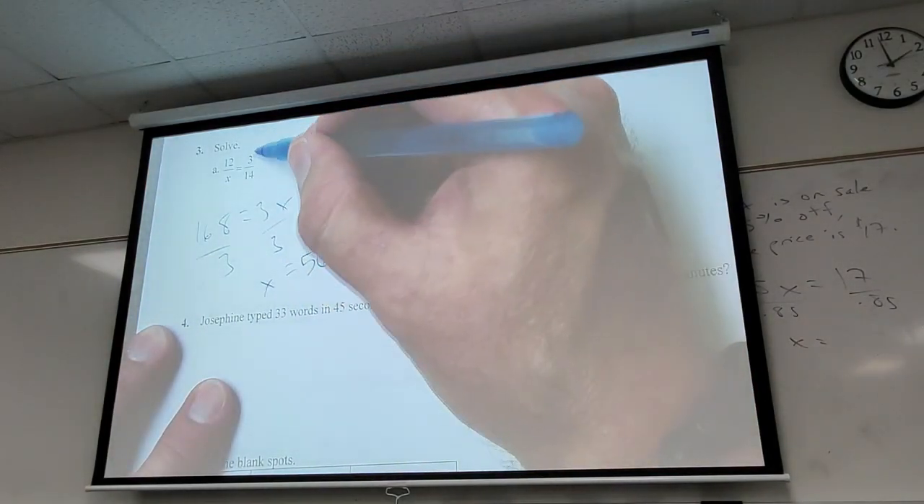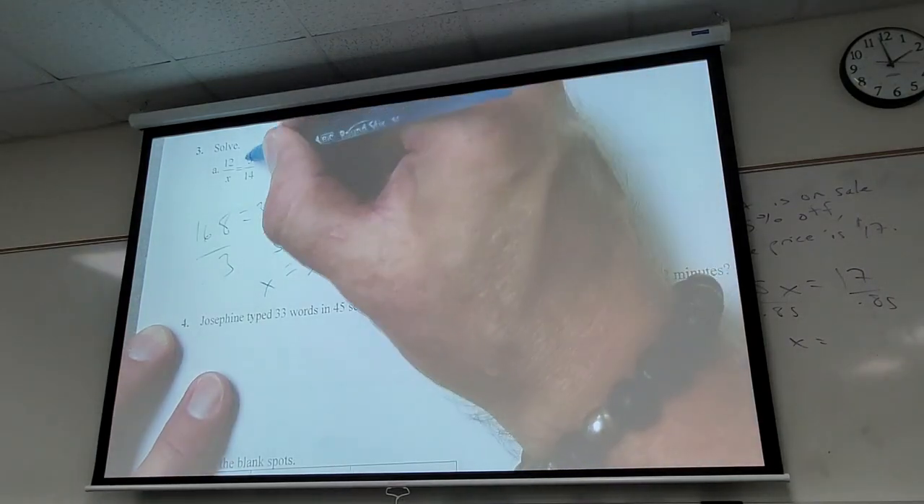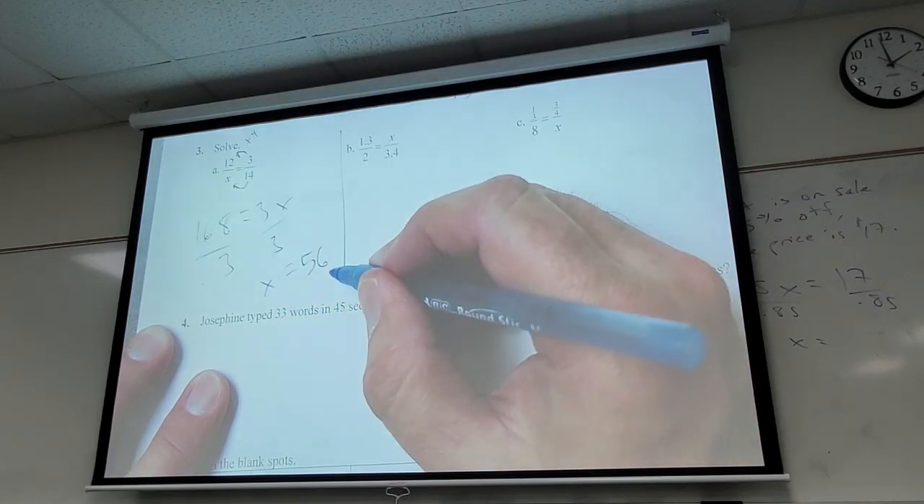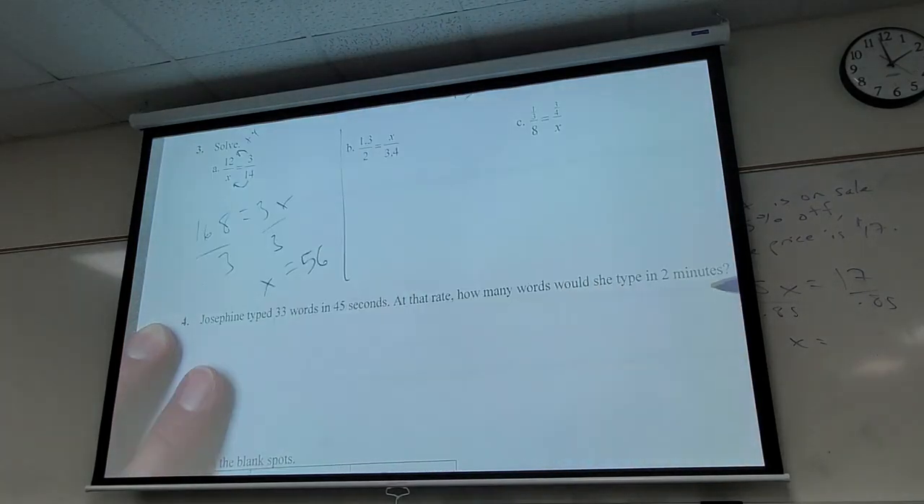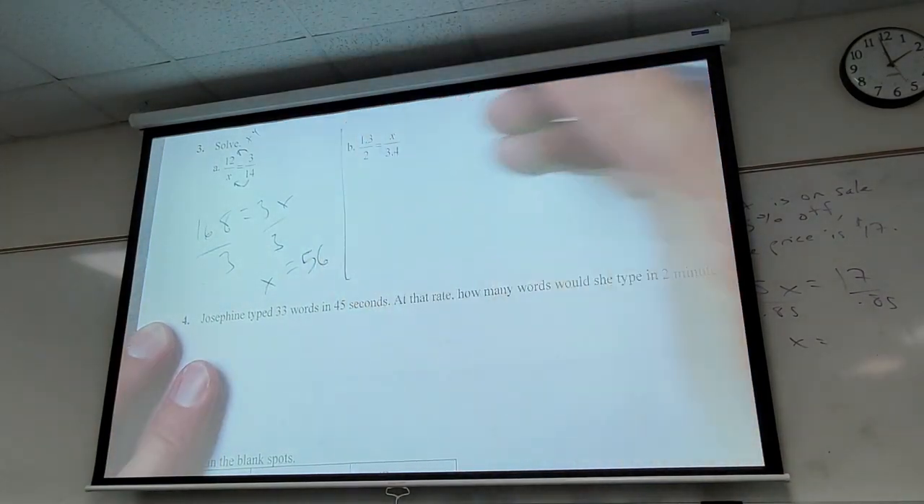What's another way, real quick? Did anybody see another way to do this? 3 times 4. Yeah, 3 times 4 is 12. Therefore, 14 times 4 is the answer. 56. Will it always work? No, I just gave you a nice number here, right?